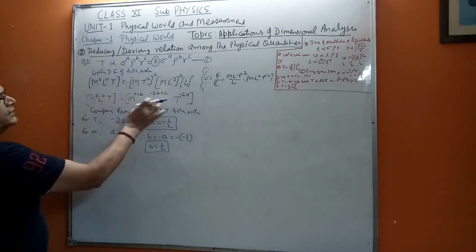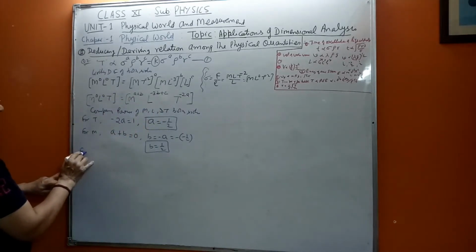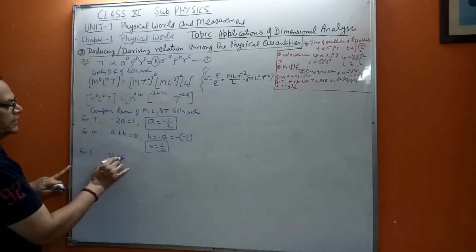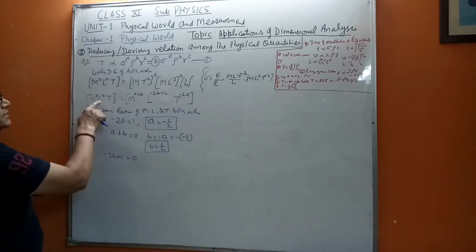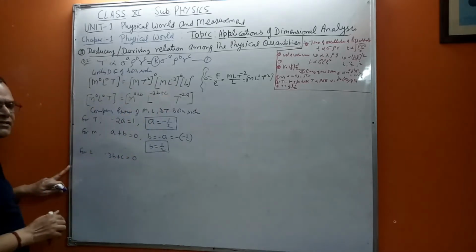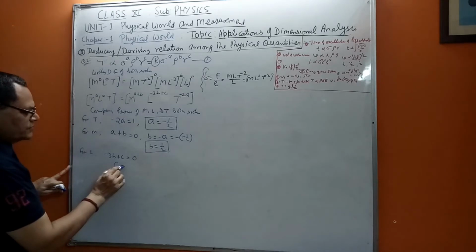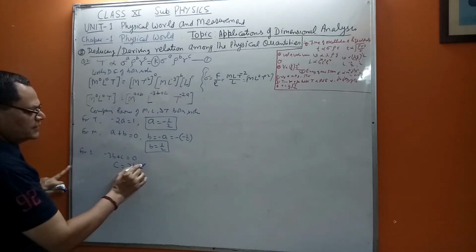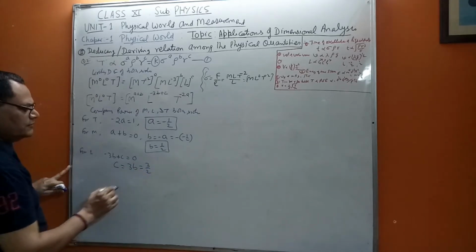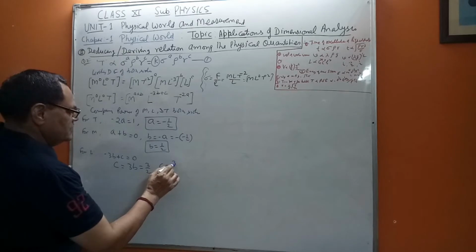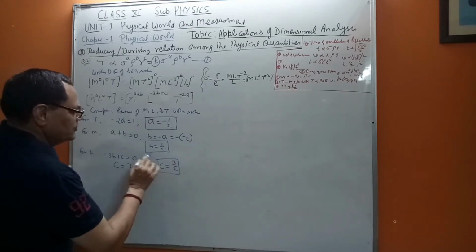Now we will compare the L as well. So for L you will see minus 3b plus c is equal to 0, because L on the left side is 0, and it is minus 3b plus c. So we need to find out c. So this becomes 3b positive, and b is nothing but half. So it is 3 by 2. In this way we got all the values, that c is equal to 3 by 2.